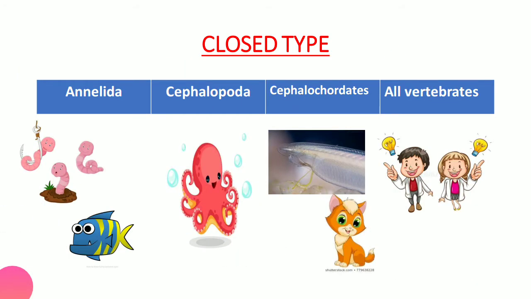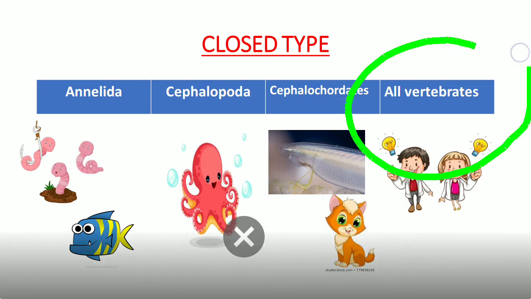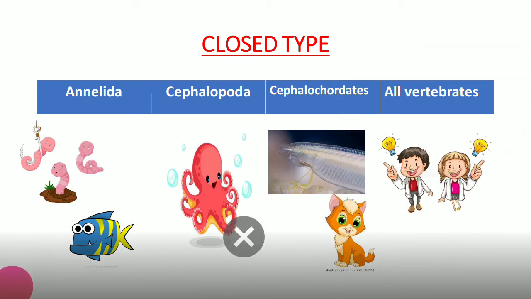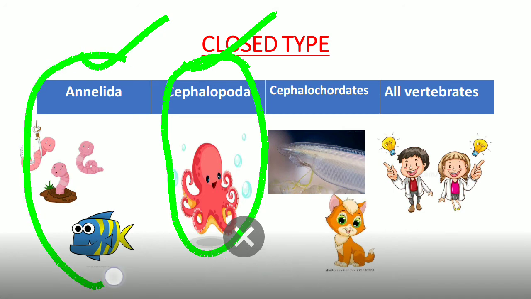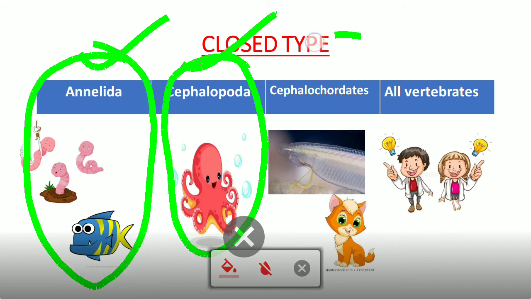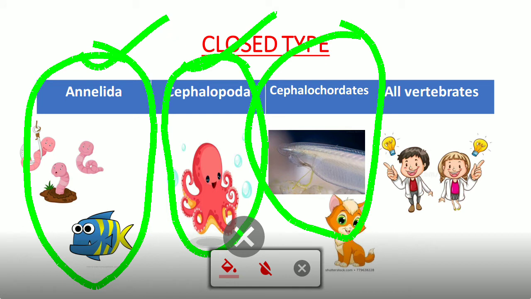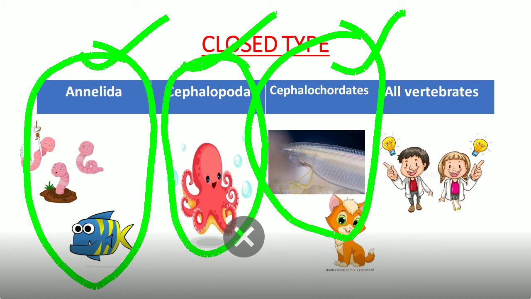Now coming to the closed type. I already told you that all invertebrates have an open type of circulatory system, and all vertebrates have a closed type. Very easy. But now you have to learn these exceptions: Annelida and cephalopoda are invertebrates, and cephalochordata is also an invertebrate, though they are chordates. So these three are the exceptions. You have to learn them.